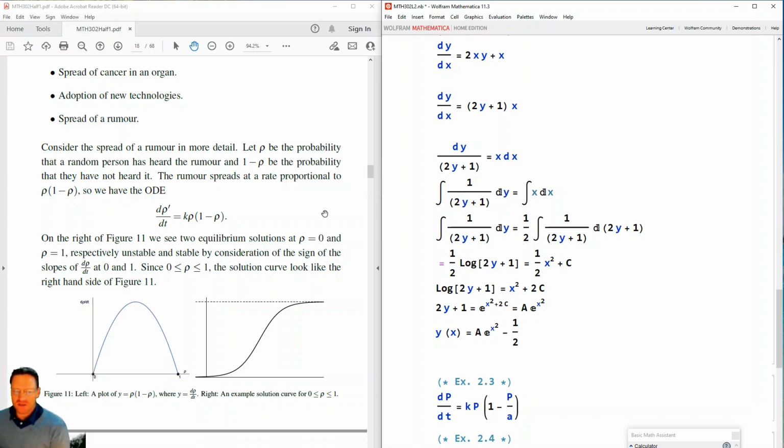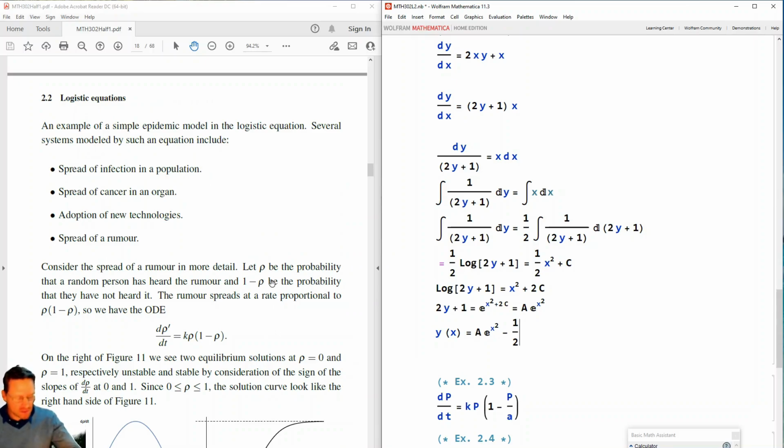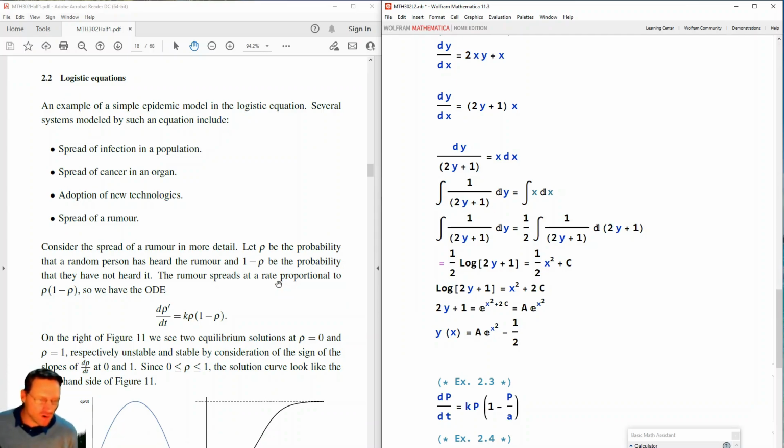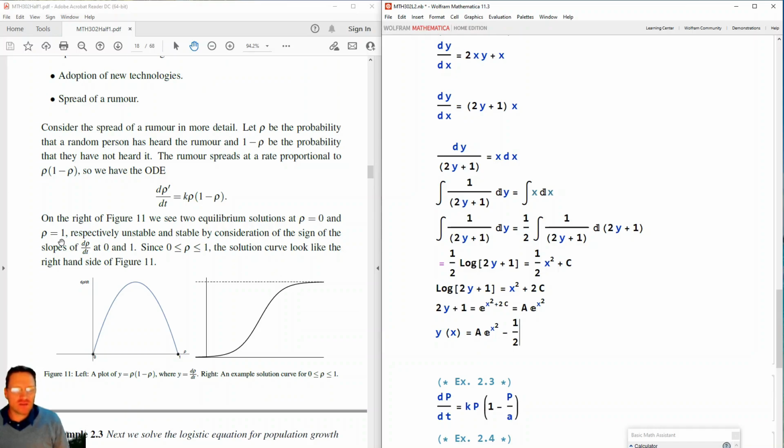So we have the ordinary differential equation, or ODE for short, d rho on dt. Now that dash is throwing me off, so I can see I've got another typo in there. So I should probably note that 2 typos on page 18. Okay, d rho on dt is k rho times 1 minus rho. So let's have a look at the figure below, figure 11.